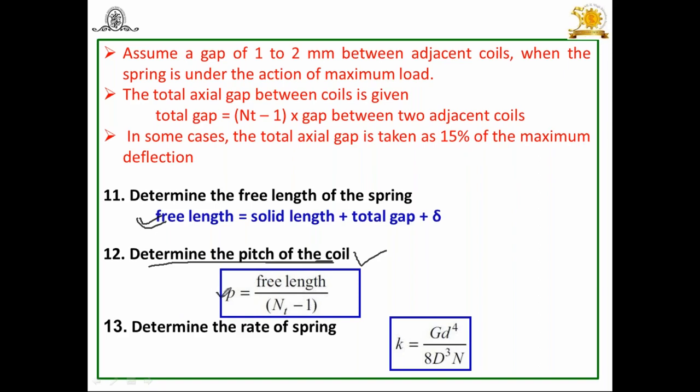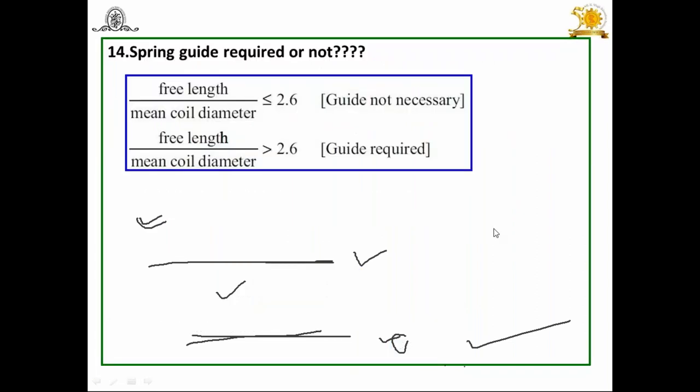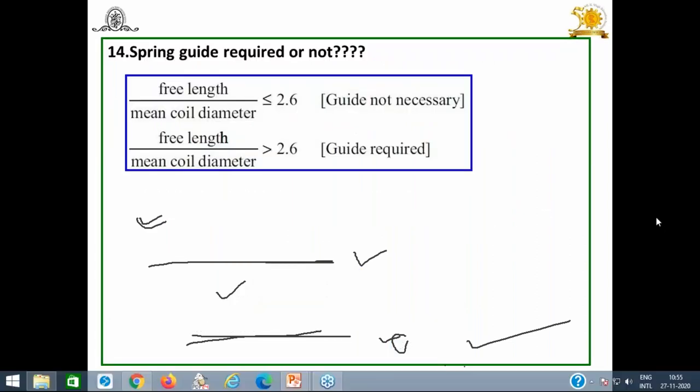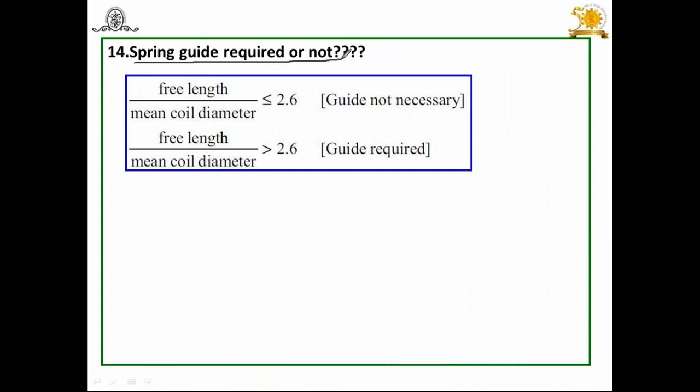Then once you get the pitch P, at the last you have to find out the rate of spring or stiffness. How to find this? K equals G d raised to 4 upon 8 into D cube into N. By using this expression, you can find out K. And again, the final step: you have to decide whether a spring guide is required or not. And how to decide it? For that purpose, you have to use an important relation.